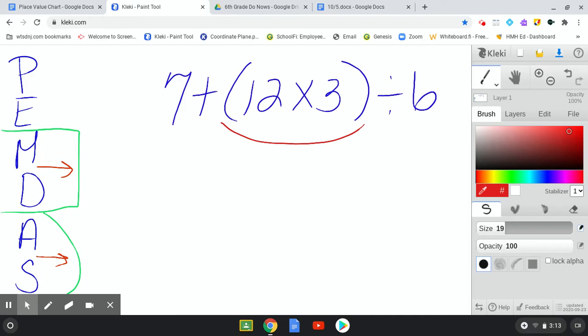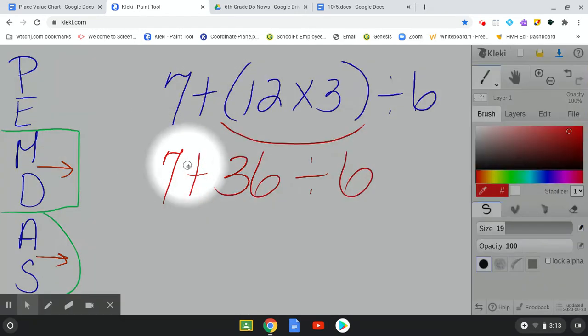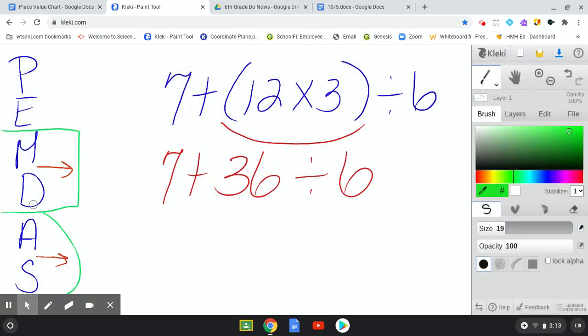So I'm going to scoop that. I'm going to drop down my 7, drop down my plus sign because I'm not using those yet. I'm going to now do 12 times 3, which is 36. And now I have to drop down the rest of the problem. Division sign and 6. So now I'm left with addition and division. According to PEMDAS, multiplication and division come before addition and subtraction. So I now know I'm going to be solving my division next.